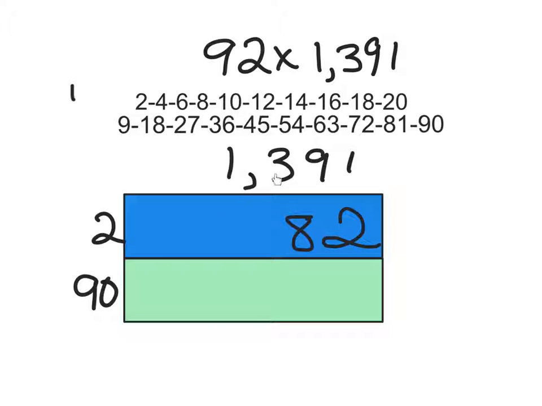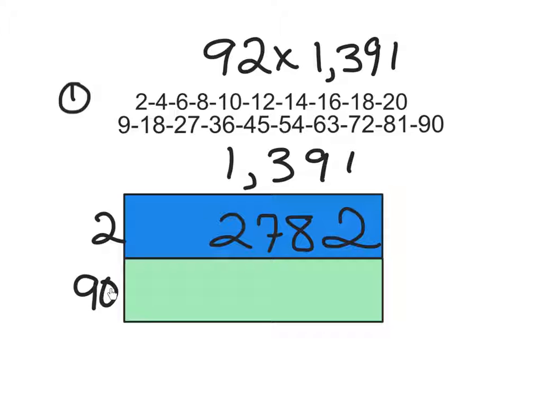Next, I've got 2 times 3. 1, 2, 3 gives me 6. Plus this 1 here will give me 7. Drop that 7 and move along. Next, 2 times 1. Well, that's going to give me just 2. So I'll drop that 2. And then I get to move on down here to the 90. And I love that, my friends.